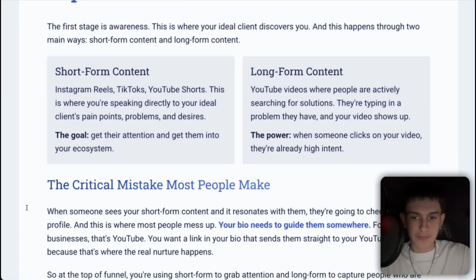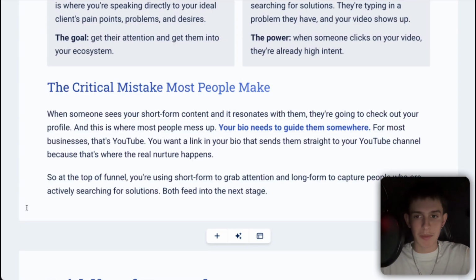And now here's a mistake that I see most people making. When somebody sees your short form content and it resonates with them, they're going to check out your profile.